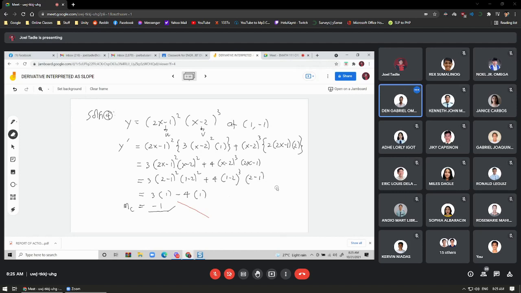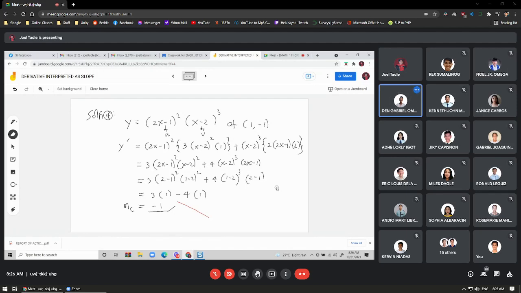So now we simplify. 3 times 1 which is 3, copy quantity 2x minus 1 squared multiplied by quantity x minus 2 squared. Then plus the product of 2 times 2, which is 4, and copy the quantity x minus 2 to the power of 3 multiplied by 2x minus 1.